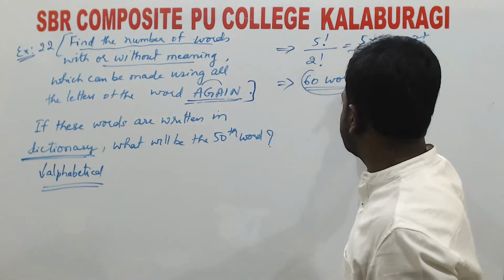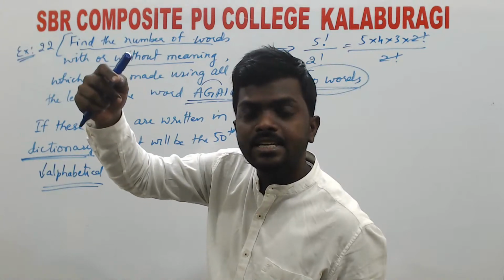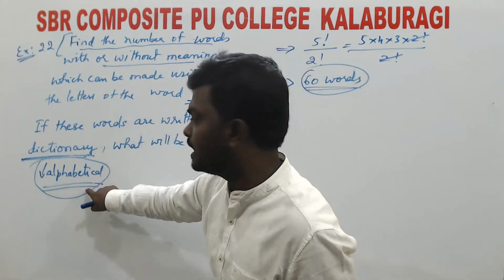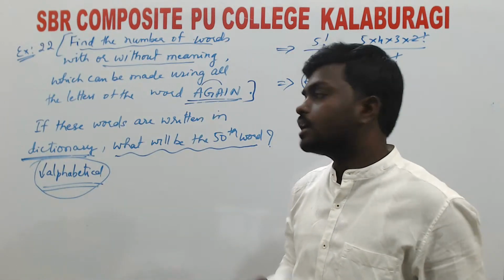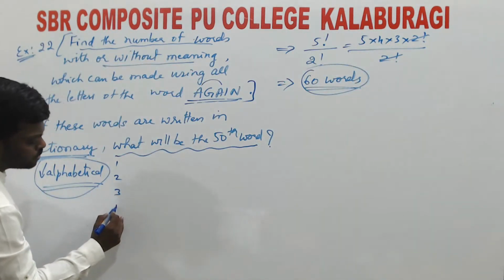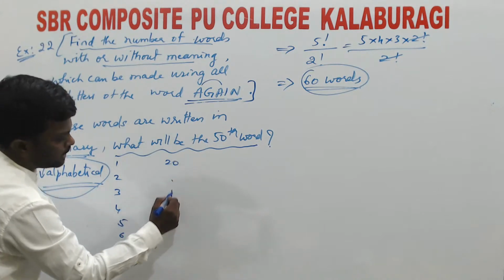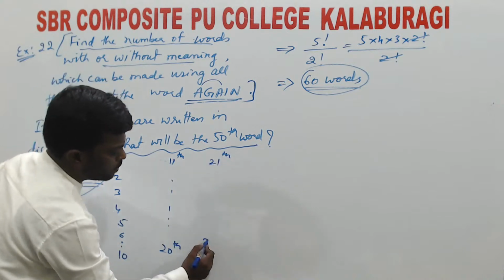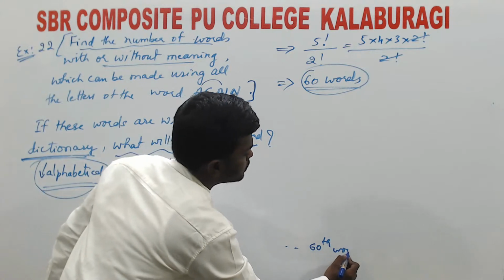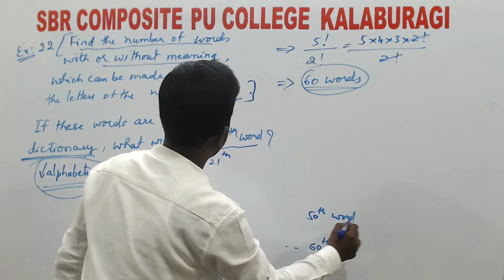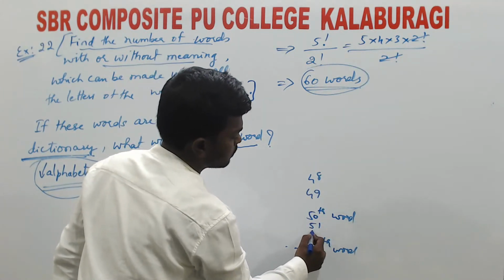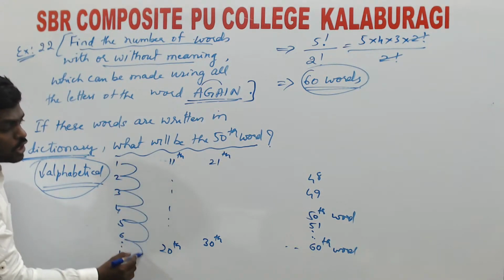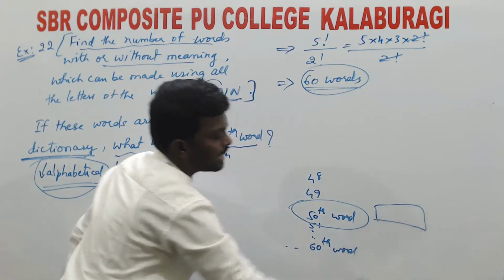Now the next part of the question. If these 60 words are written in a dictionary, in alphabetical order, so this is a hidden meaning: alphabetical is the hidden meaning with the dictionary. What will be the 50th word? Let's see. 60 words means, let's suppose 1, 2, 3, 4, 5, 6 up to 10, and so on; 11th word to 20th word, 20th to 30th word, and so on up to the 60th word. Let's suppose this is our 50th word. They are telling us to write those 60 words in a dictionary: first word, second word, third word, fourth word. So at the 50th word, what will be the arrangement of the letters?